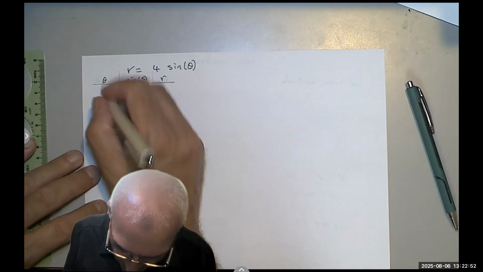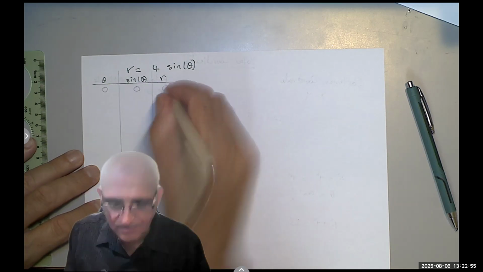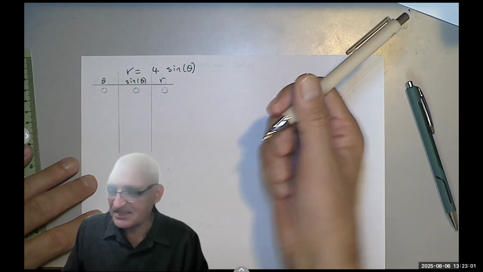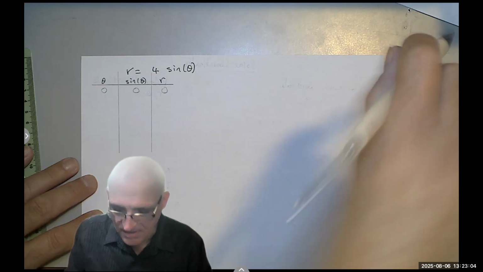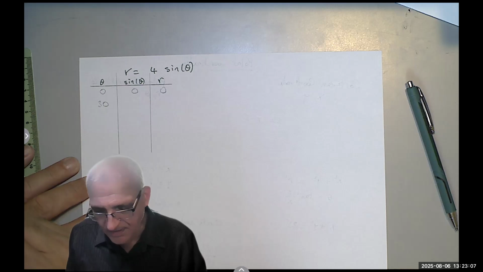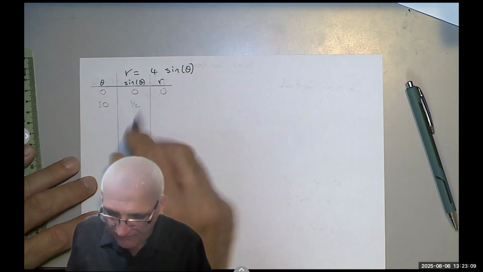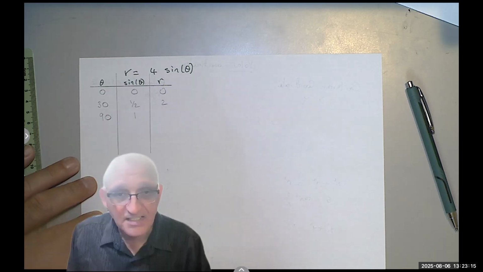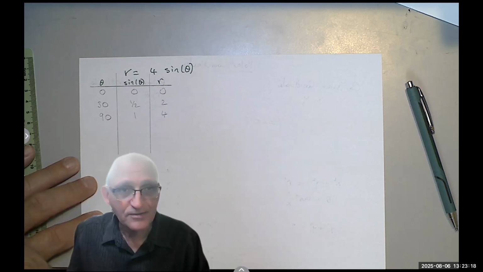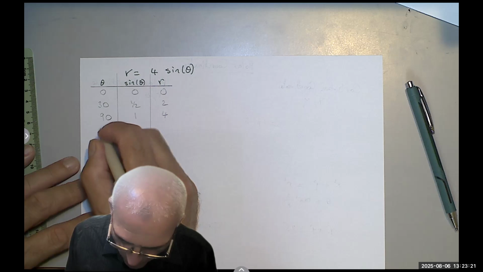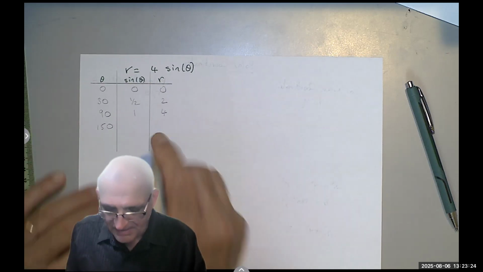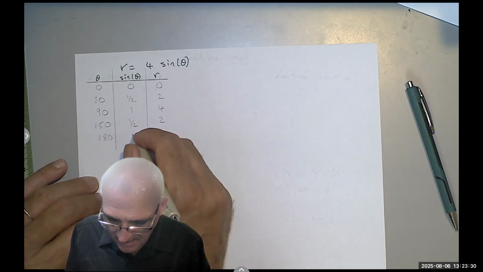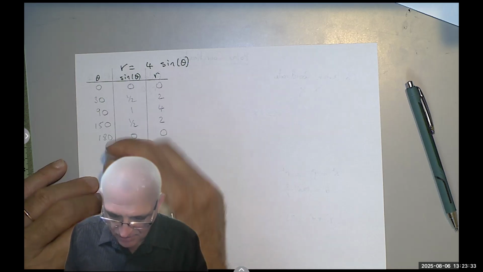Now I say 0, 0, 0. I know sine 30, right? Usually we write pi over 6, but since this is made in degrees, I'm going to write it in degrees. If theta is 30 degrees, then sine 30 is 1/2. 4 times 1/2 is 2. If it's 90 degrees, sine 90 is 1. 1 times 4 is 4. If I say 150, that's also 1/2, so I get 2. And then when I say 180, sine 180 is 0, so I get 0.